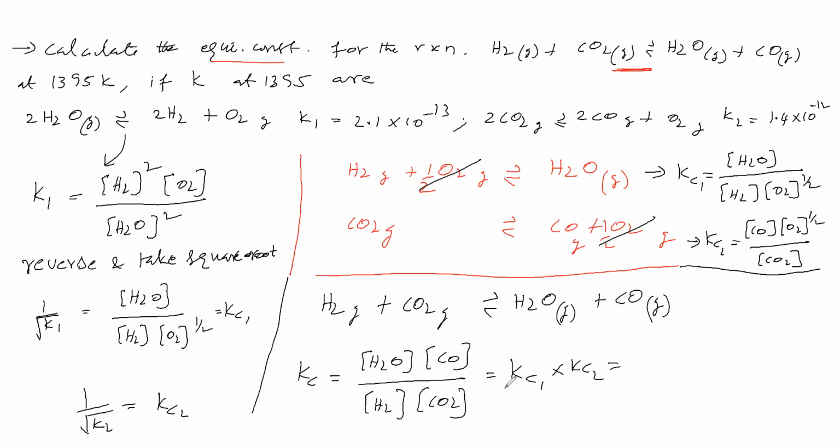So Kc1 is what? In the sense 1 by square root of K1, and Kc2 is 1 by square root of K2. We know K1 is given as 2.1 into 10 power minus 13, and K2 is given as 1.4 into 10 power minus 12, that you substitute. So you will get the required equilibrium Kc.